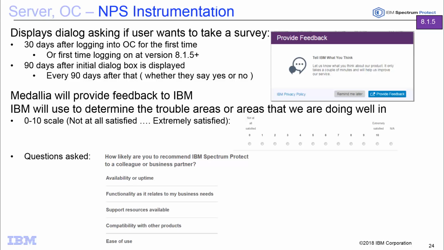The scale for the questions is going to go from 0 to 10, 0 not at all satisfied, 10 extremely satisfied. An example of some of the questions that are being asked is, how likely are you to recommend IBM Spectrum Protect to a colleague or business partner? Availability or uptime, functionality as relates to my business needs, support resources available, compatibility with other products, and ease of use.